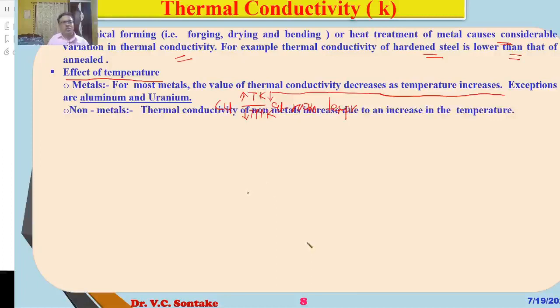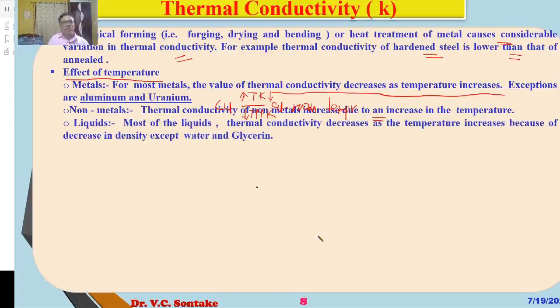The thermal conductivity of non-metals increases with an increase in temperature. So there is a direct relationship for non-metals. The more the temperature, the more their thermal conductivity. For most liquids, thermal conductivity decreases as the temperature increases because of decrease in density, except water and glycerin. Their thermal conductivity increases with increase of temperature.